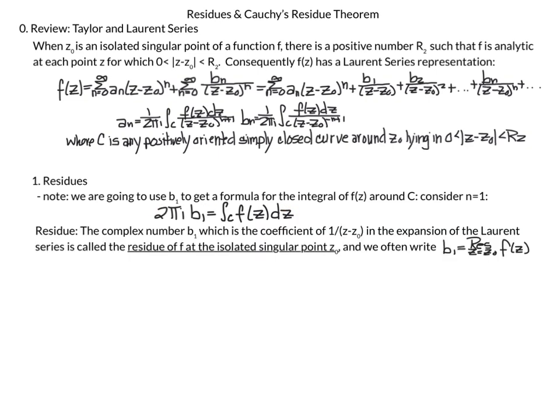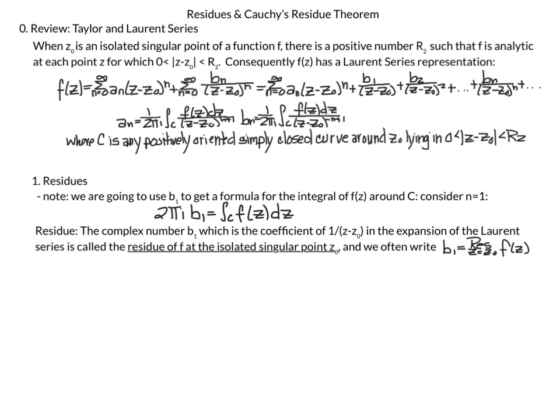And the first note is that the b1 coefficient is called the residue. So b1 is the coefficient of 1 over z minus z naught. You can see that when we expand the summation, when n is equal to 0, we get, oh, I didn't do the 0 coefficient, but we get 1.